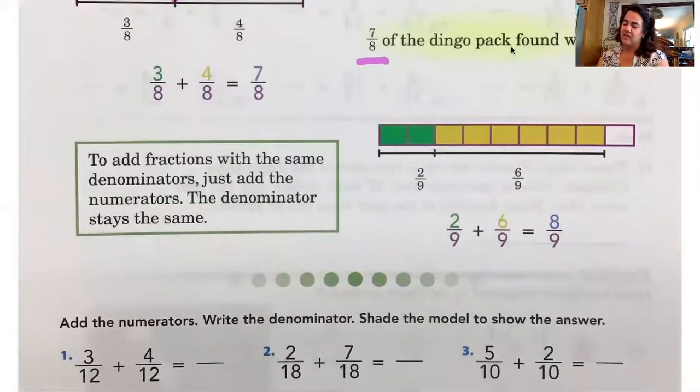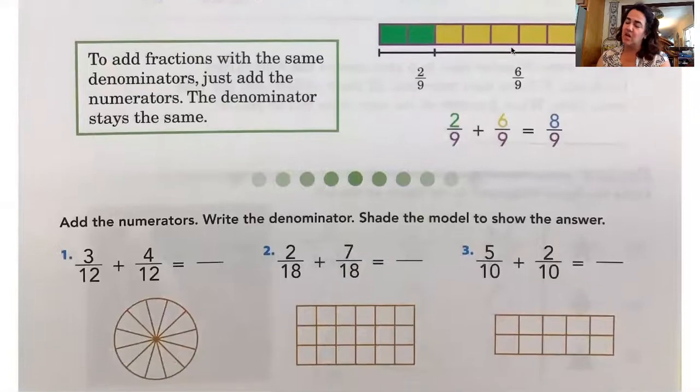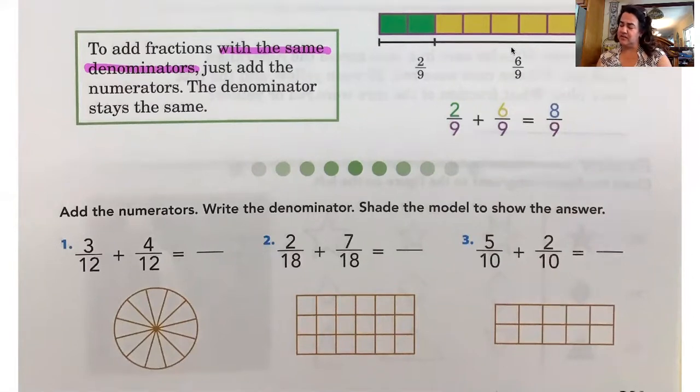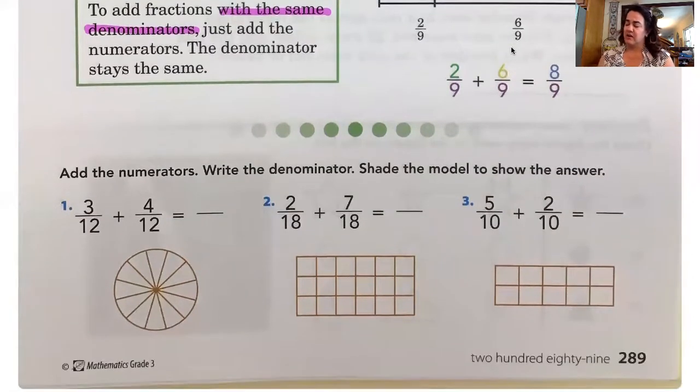So to add fractions with the same denominator, boys and girls, this part's important. With the same denominator, just add the numerators. The denominator stays the same. Okay, that's called like fractions. So we're going to add the numerators and write the denominator, shading the model to show the answer. So kind of like what we did with the pizza in the beginning.